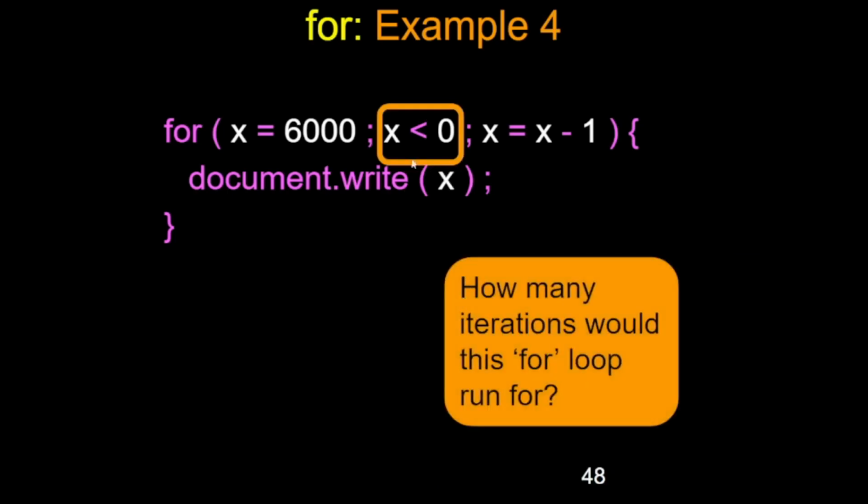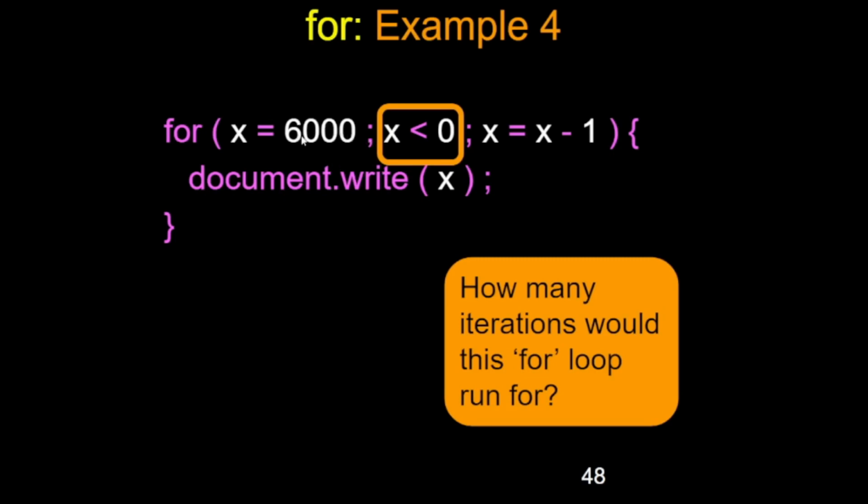Can you tell me how many iterations this for loop would run for? Think for a while and comment down below whether you have the right answer or not. Okay, so I hope everyone has not cheated yet and has given the right answer. I'm going to explain this if you haven't understood it.